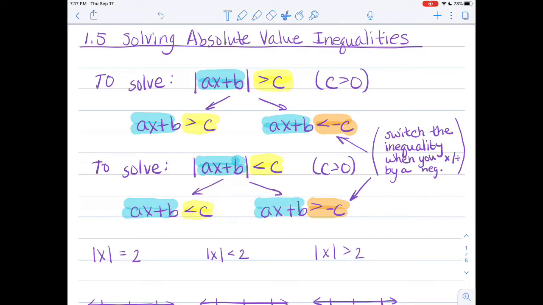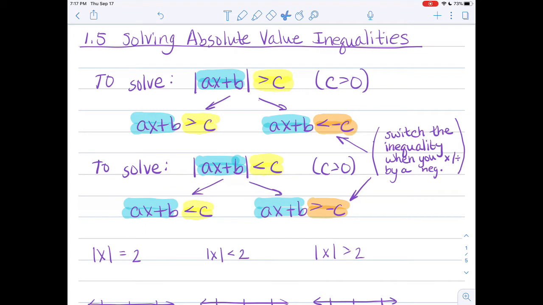Hi everyone, today we're talking about solving absolute value inequalities. This differs from solving equations by one little piece. We either have a greater than, which could also be a greater than or equal to, or we have a less than or a less than or equal to symbol. And so this changes things just a little bit.